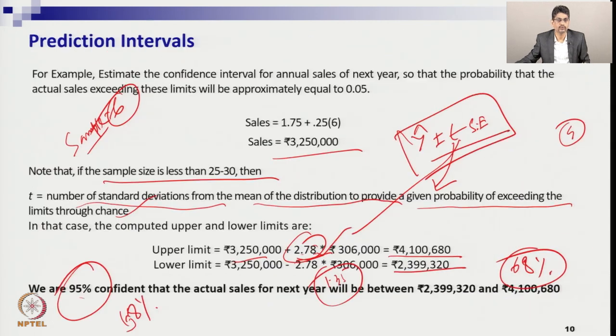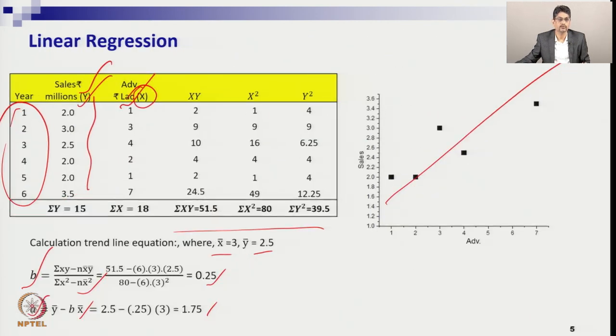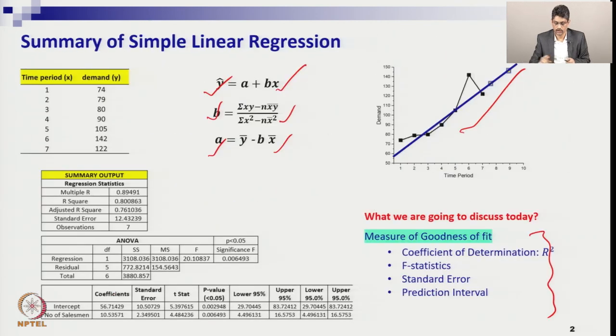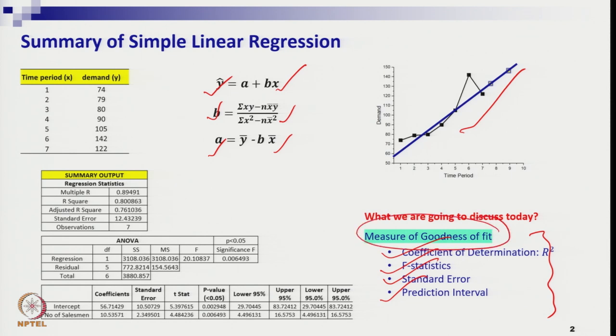So let us come back to the first slide. Today we have discussed the coefficient of determination, the F statistic concept, standard error and prediction interval. These are the measures of goodness of fit. How good your regression model is, is measured through this couple of estimation processes, or the measures of accuracy. This helps you in being confident in establishing your regression analysis for any type of data, whether industrial data or social science data.